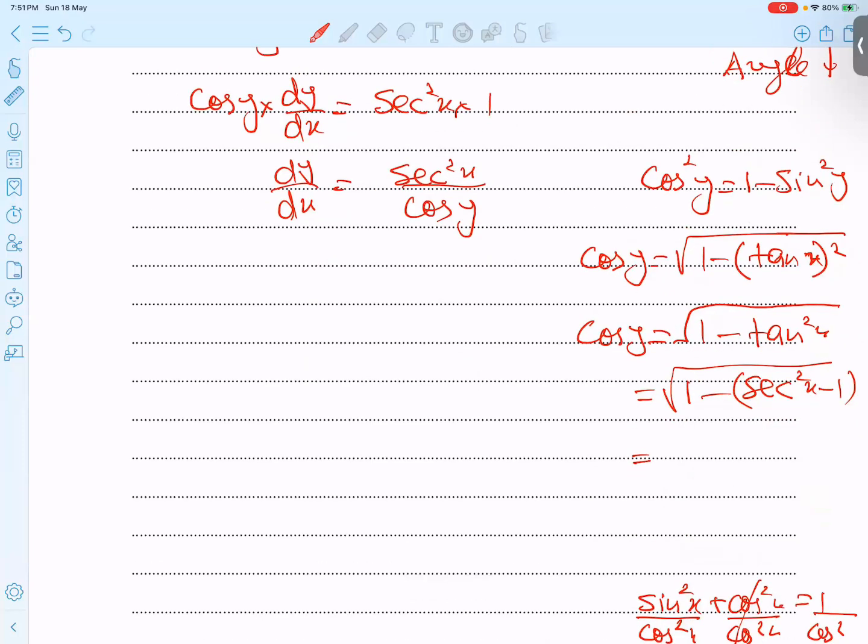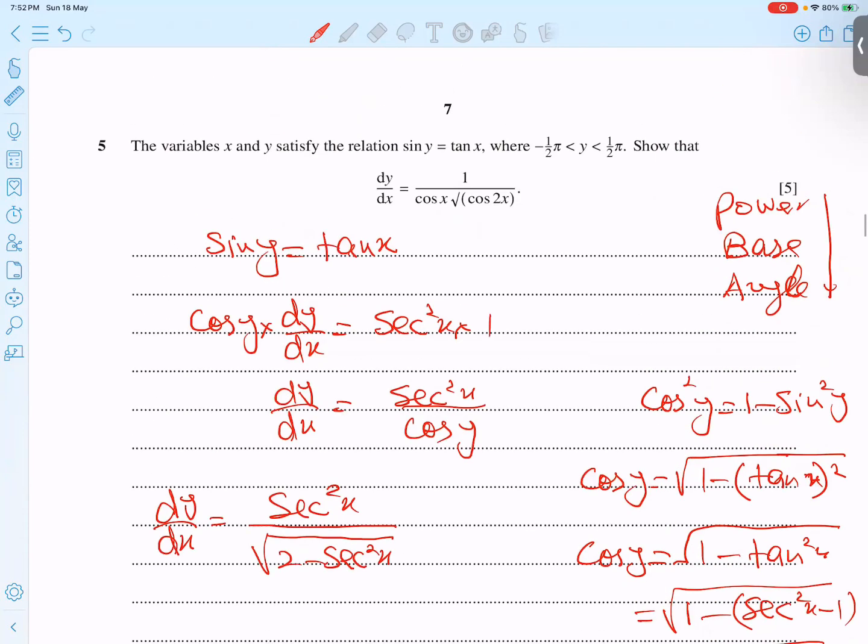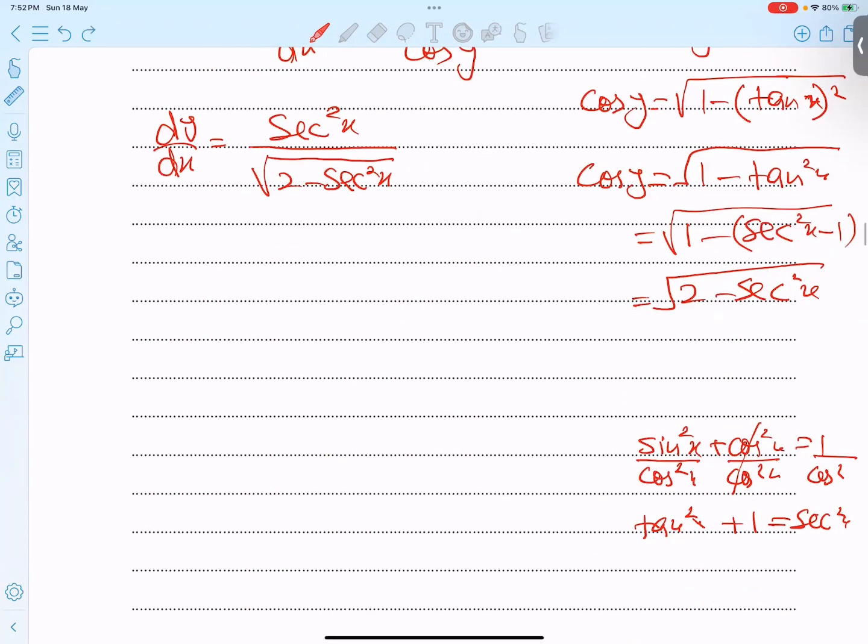So minus plus, I got a 2 minus secant square, and this is the value of cos. So I'm replacing it now here, students. I got dy over dx equals secant square, keep as it is, but in the denominator, I am writing 2 minus secant square x. Now my ultimate task is to get the target, okay? So let's try to do it.